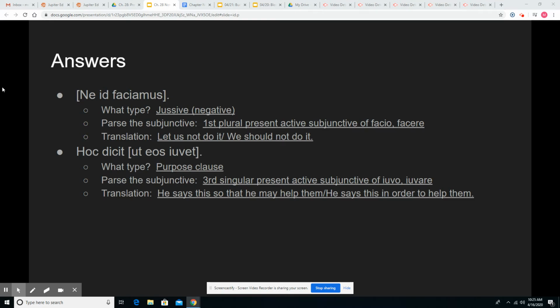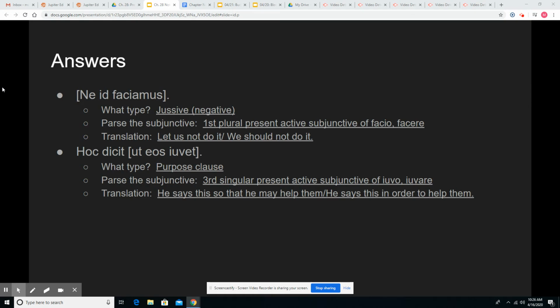Now on to our purpose clause here. "Hoc dicit ut eos iuvet." It is indeed a purpose clause. It's a positive purpose clause. We can tell because there's an "ut" here. That "ut" is in the middle of our sentence, so we can tell that it's got to be a purpose clause. Plus, if you have "ut" plus the subjunctive right now, that's our only option. There's no "ne," so there's really no need to question it here.